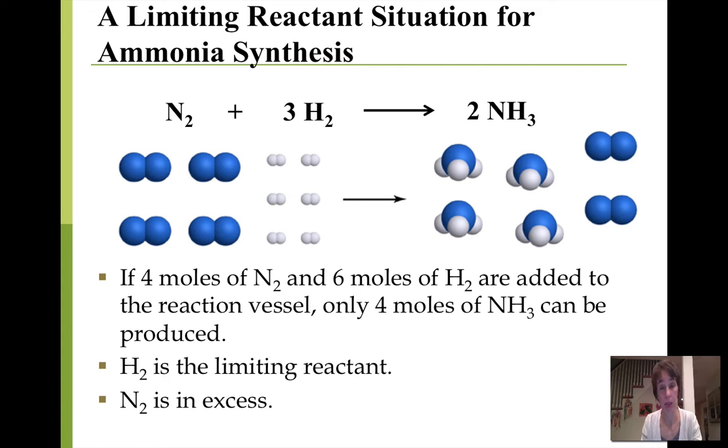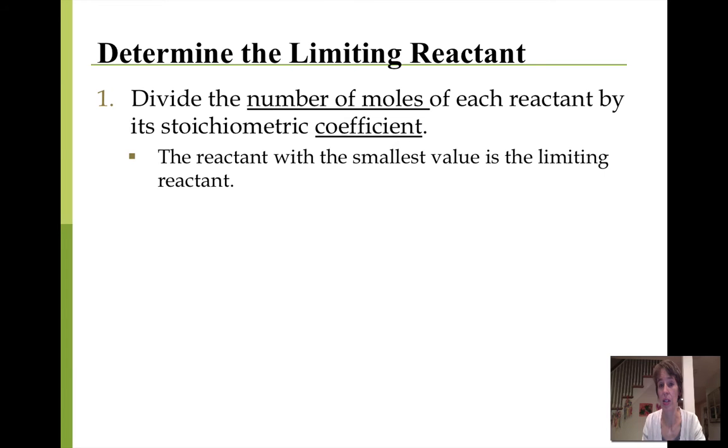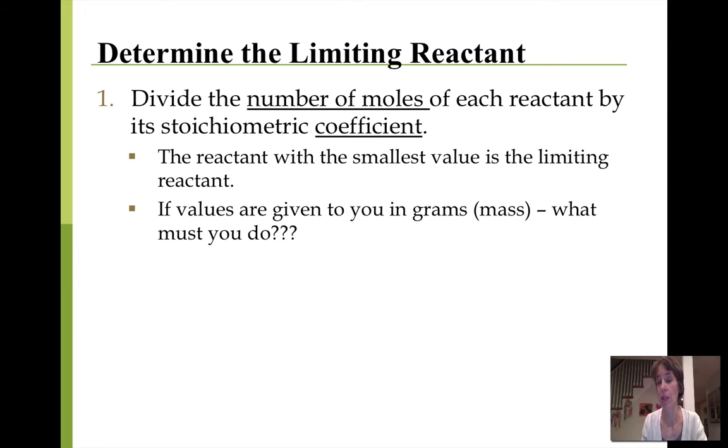And this scales up to the molar amounts, but how do you approach a problem when you're given, say, just a couple of masses or just a couple of amounts of our reactants? So the first step is that you have to have the amounts of reactants in moles. If they're given to you in moles, great. If not, you have to get them to moles. Once they're in moles, you have to divide each of those molar amounts by that reactant's coefficient. And then whatever has the smallest value, that's your limiting reactant.